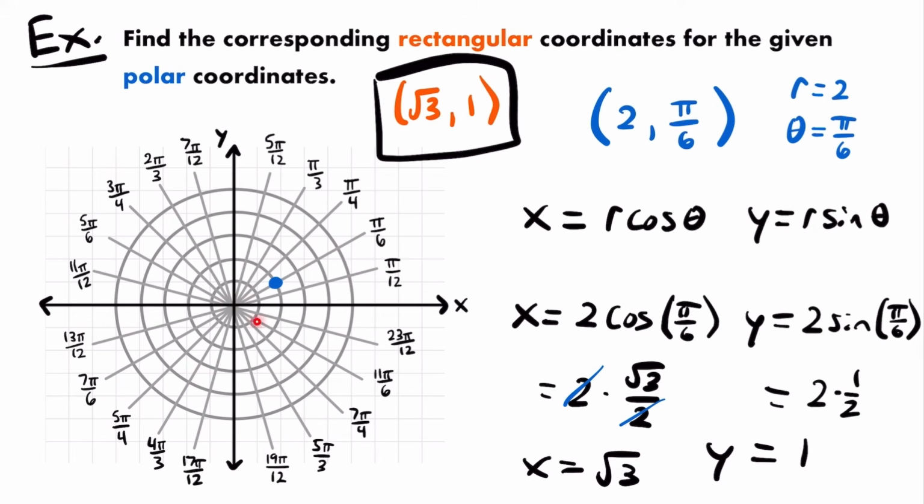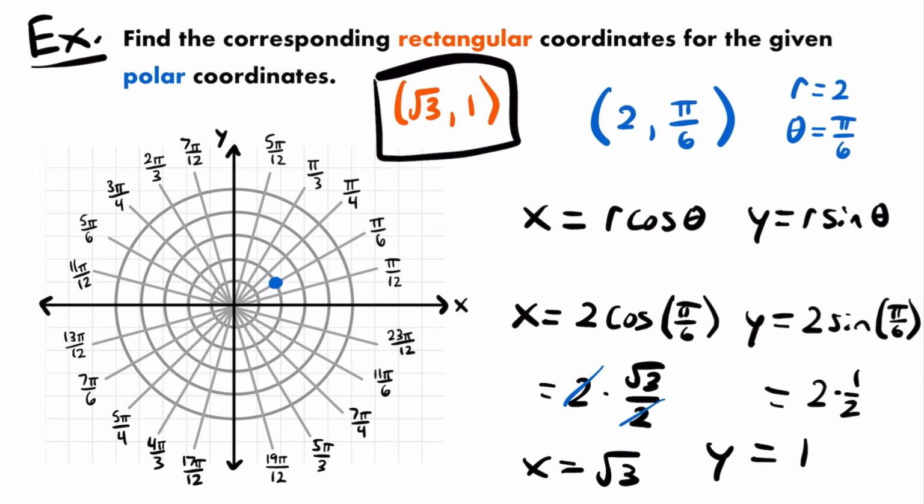This would be a unit of 1. And then if the square root of 3 is 1.7, that would take us to about right here. And then our y value is 1, so that will take us up to this exact same point. And so you can see that the square root of 3 comma 1 is the same in rectangular coordinates as 2 comma pi divided by 6 would be in polar coordinates. They both represent the same point. Okay, so that's how you convert from polar coordinates to rectangular coordinates.